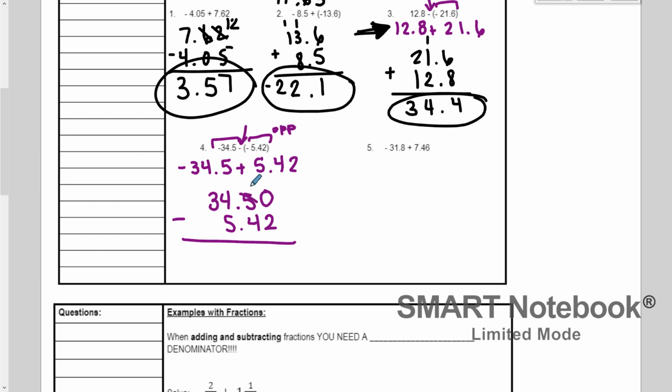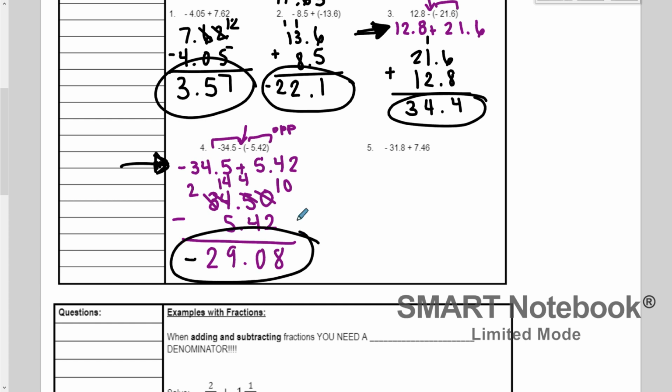Can't do 0 minus 2, so we borrow from the 5, make it a 4. Turn the 0 into a 10. 10 minus 2 is 8. 4 minus 4 is 0. Can't do 4 minus 5, so we borrow. Look back up to our problem that we rewrote, not our original problem. We've got a negative plus a positive. The negative was larger. A 34 is larger than a 5, so this would be a negative 29 8/100.